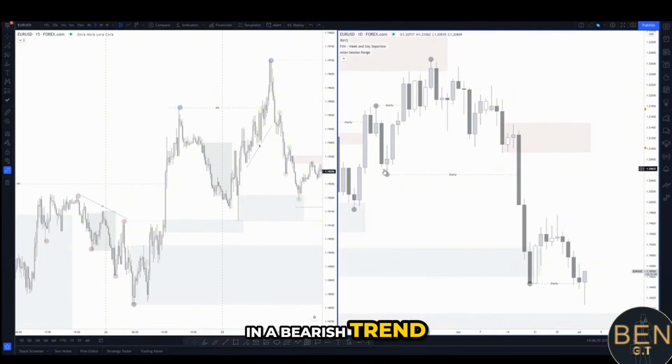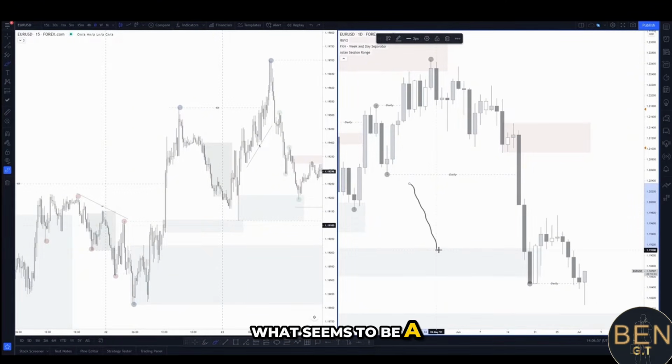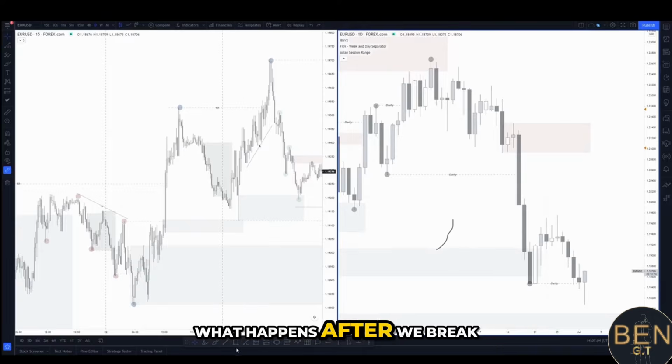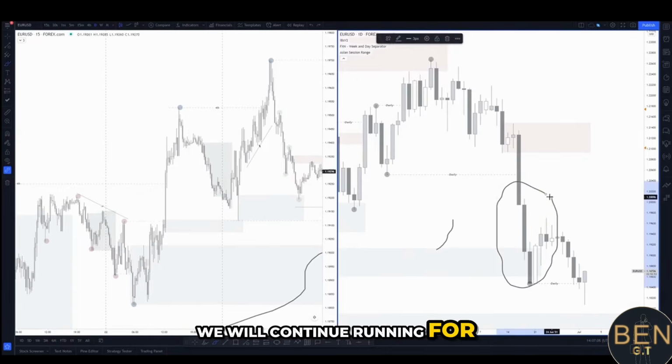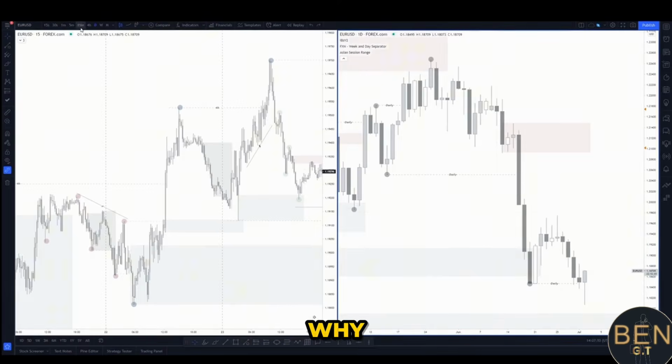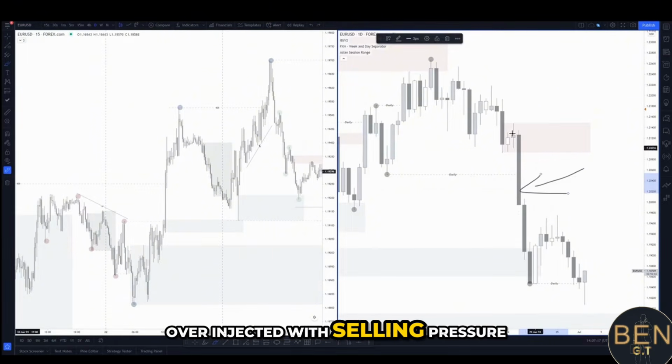And what happens when we are in a bearish trend and we've just put in what seems to be a lower low? We're going to get some sort of pullback, especially after we break structure. A question we always should ask ourselves: what happens after we break structure? We will continue running for a while, but ultimately what's going to happen after that? We need to pull back. Why? Profit taking needs to happen. The market needs to breathe. It's been over injected with selling pressure in this case.